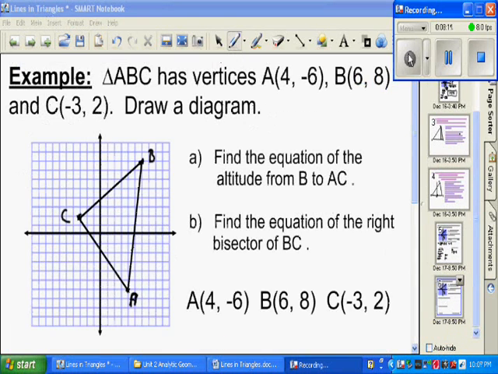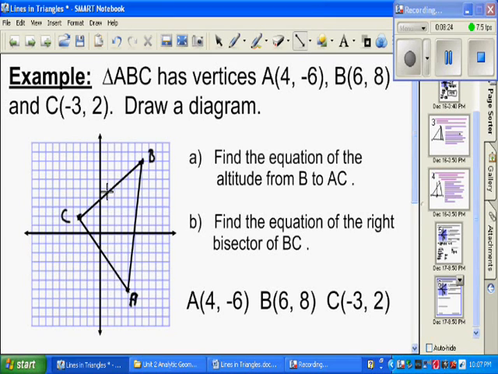So I have my triangle here, so we're going to do part B, which is find the equation of the right bisector of BC. So if you look on your triangle here, BC is this line, so our right bisector is going to go through the midpoint of BC and hit it at a 90-degree angle. Okay, so we know that this point here is M, which is our midpoint, and we know that it's 90 degrees.